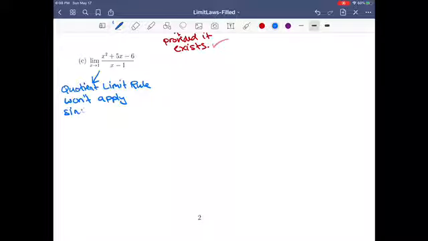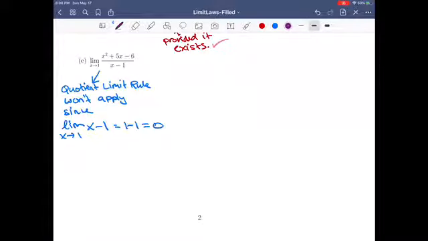If I tried to do the limit of the bottom, as x goes to 1 of x minus 1, this is a polynomial, so it's going to be 1 minus 1, which is 0. So the bottom limit is going to be 0, so that rule doesn't apply. So we need to think of something else to do.